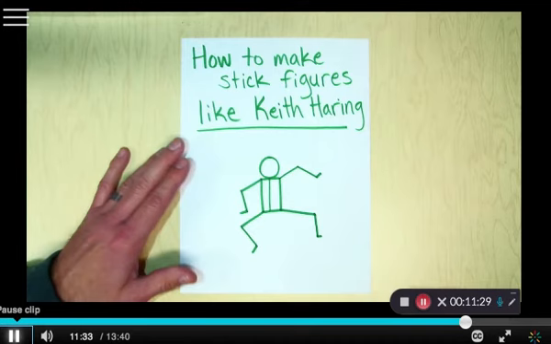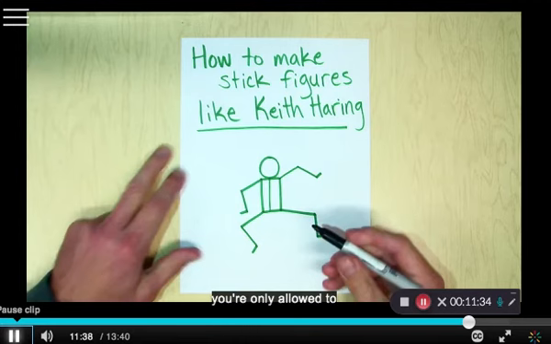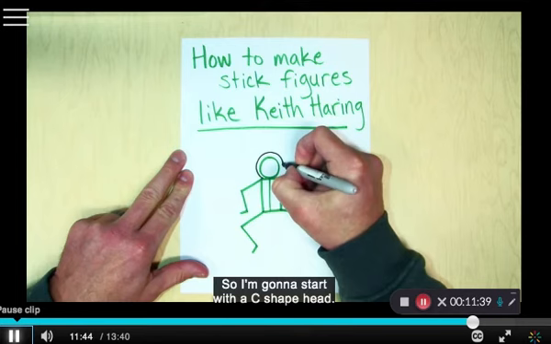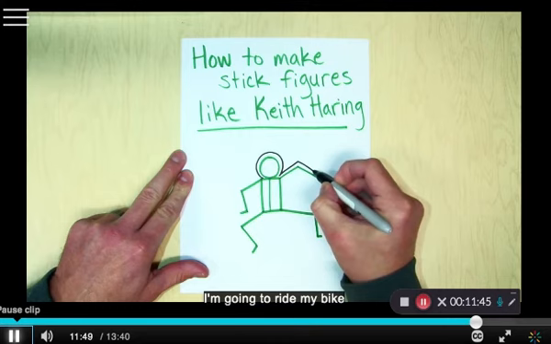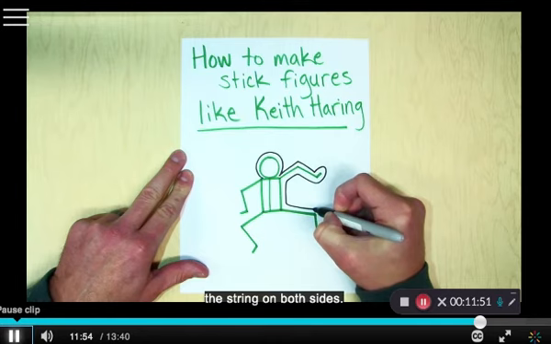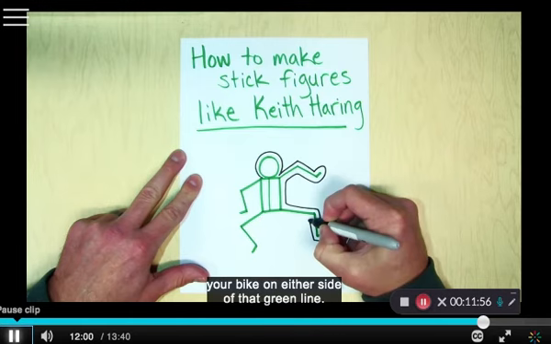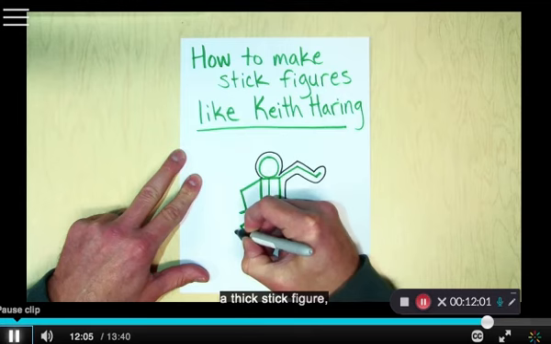Now, similar to how when you're a kid, you're only allowed to ride your bicycle or your scooter on the sidewalk. So I'm going to start with a C-shaped head, and if I pretend that the green line is the street, I'm going to ride my bike around the street, right? Because the sidewalk goes alongside the street on both sides. So if you can imagine riding your bike on either side of that green line, when you trace the figure, you're going to end up with a thick stick figure the way Keith Haring draws his stick figures.